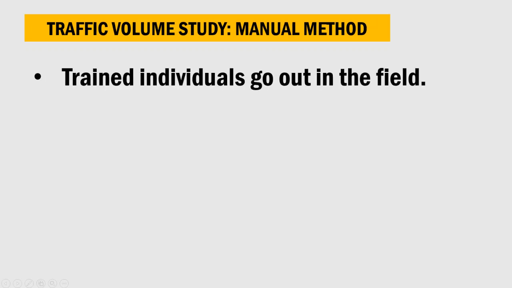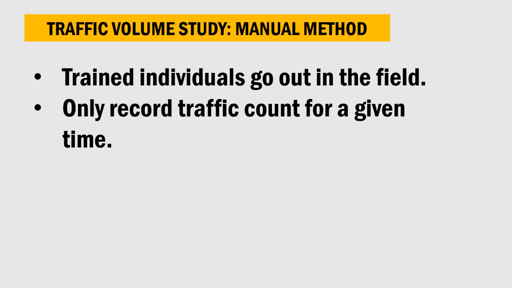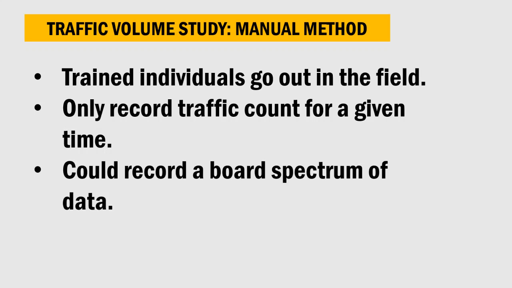Next, we have the manual method for traffic volume study. In this method, trained individuals go out in the field and they can only record traffic count for a given time, but they could actually record a broad spectrum of data, including turning movements, which automatic tubes fitted on roadways could have a hard time counting, and they are comparatively less expensive.